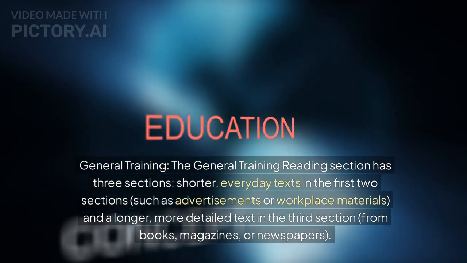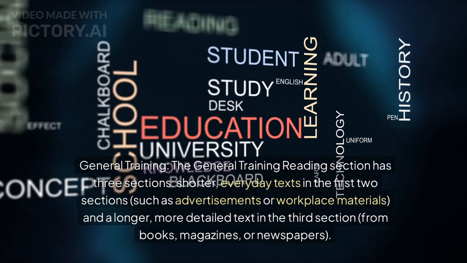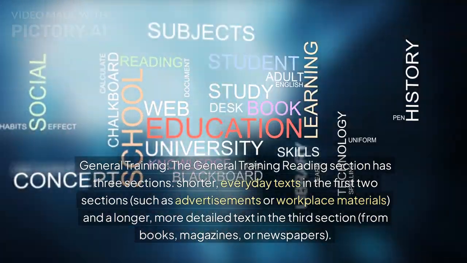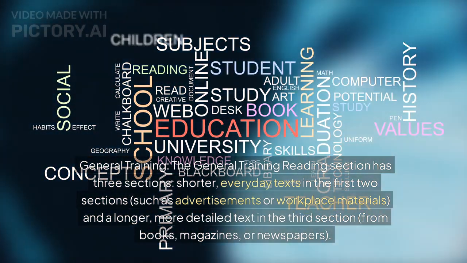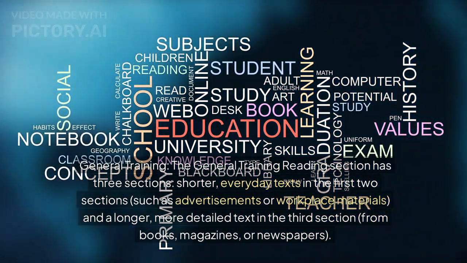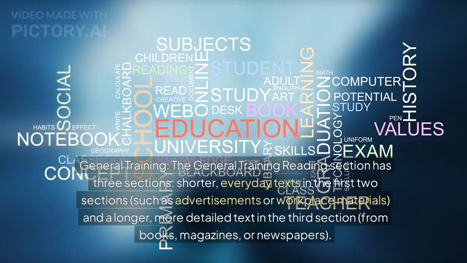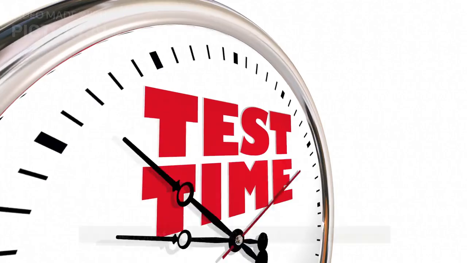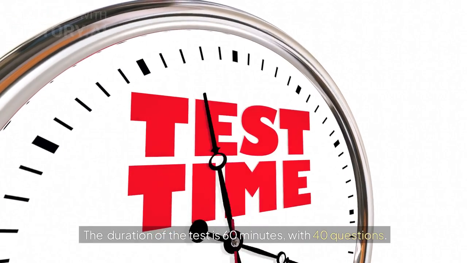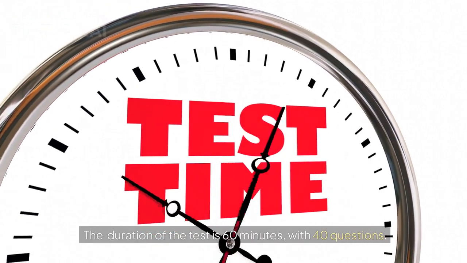General training. The general training reading section has 3 sections: shorter, everyday texts in the first 2 sections, such as advertisements or workplace materials, and a longer, more detailed text in the 3rd section, from books, magazines, or newspapers. The duration of the test is 60 minutes, with 40 questions.